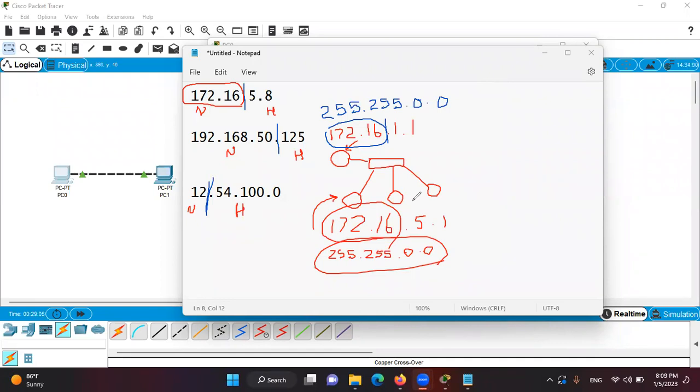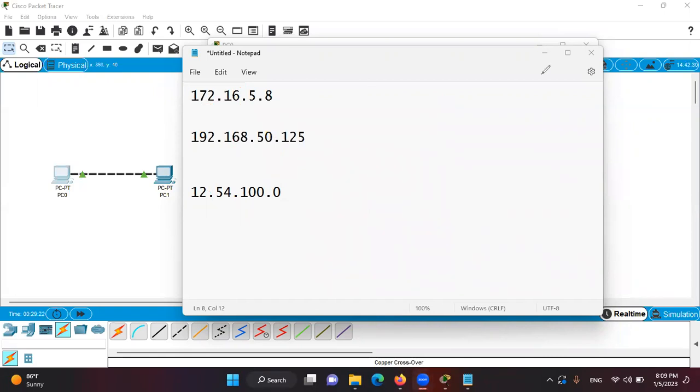Again, everyone, please reply whether you understood or not. Okay, then we'll see how we can apply these IP addresses and form a network.